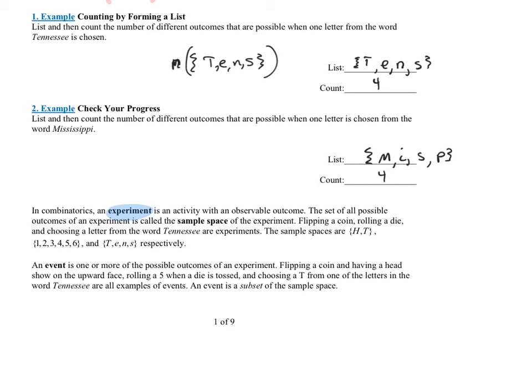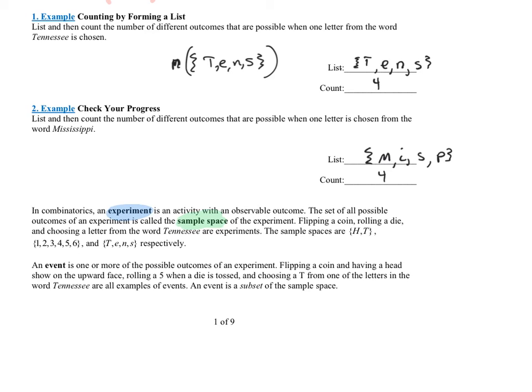An experiment is when you do something, like roll a die or flip a coin. What can happen is called your sample space. So for instance, we picked one letter from the word Tennessee. Picking a letter from Tennessee was our experiment. The sample space was T, E, N, and S.